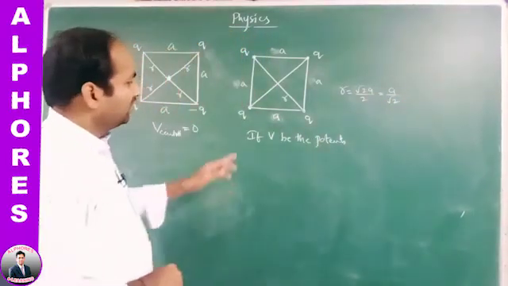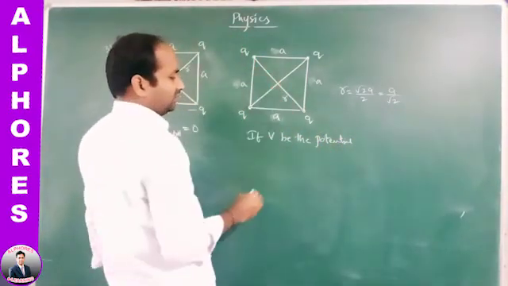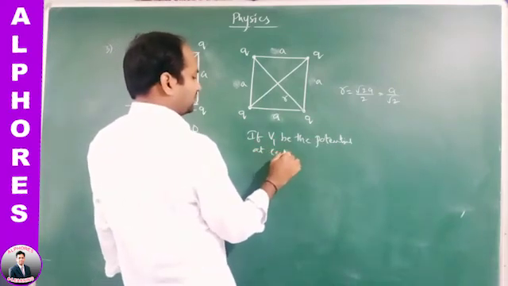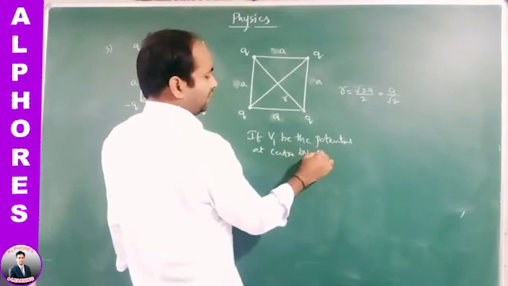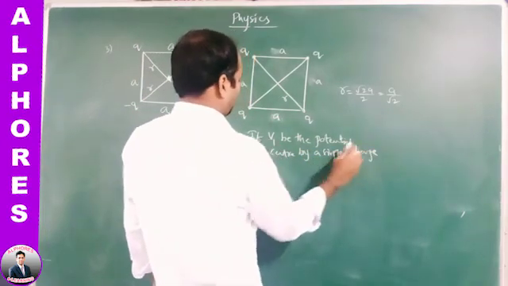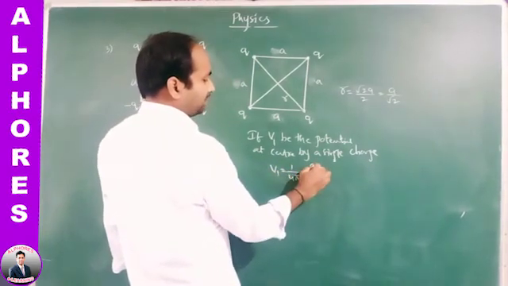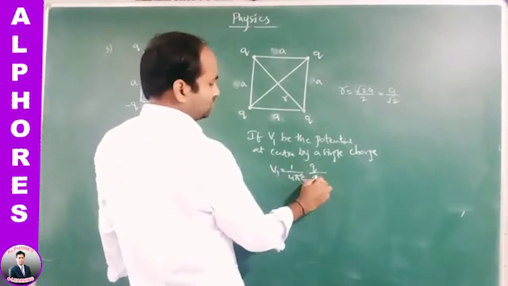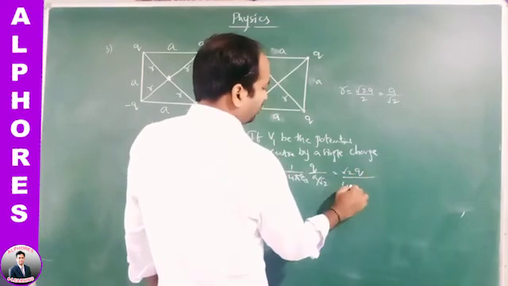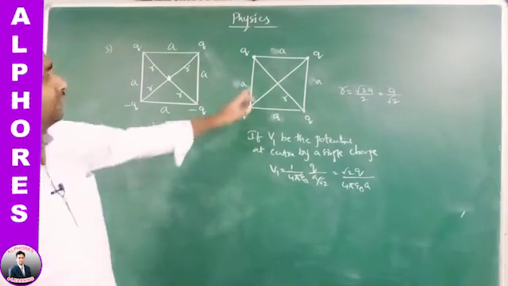If V1 be the potential at the center by a single charge, what is V1? 1 by 4 pi epsilon naught, the charge kept Q, and the distance R is equal to a by root 2. That is root 2 Q by 4 pi epsilon naught a.